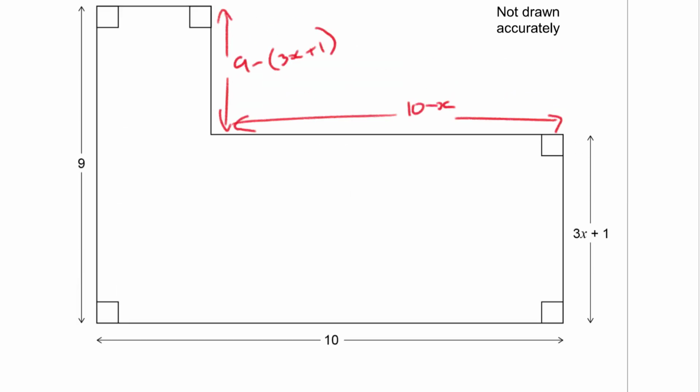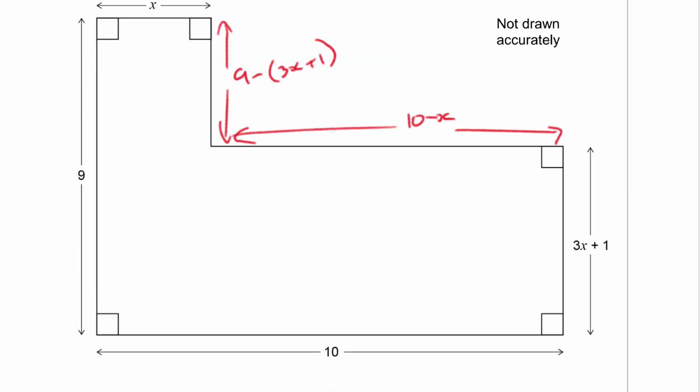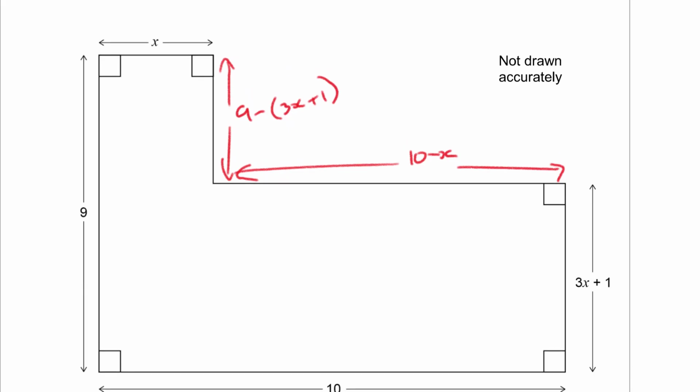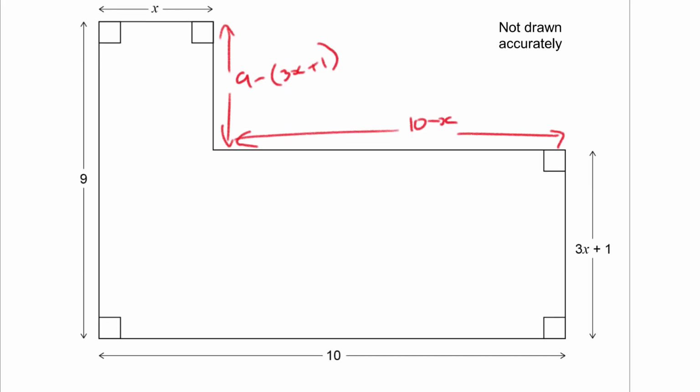Okay, so we need to work out the area of this L shape. So what I can do is divide it into two parts, work out the two parts, and then add them together, can't I? I'm just trying to decide which way around to do it, if any of it gives me nicer numbers than anything else.